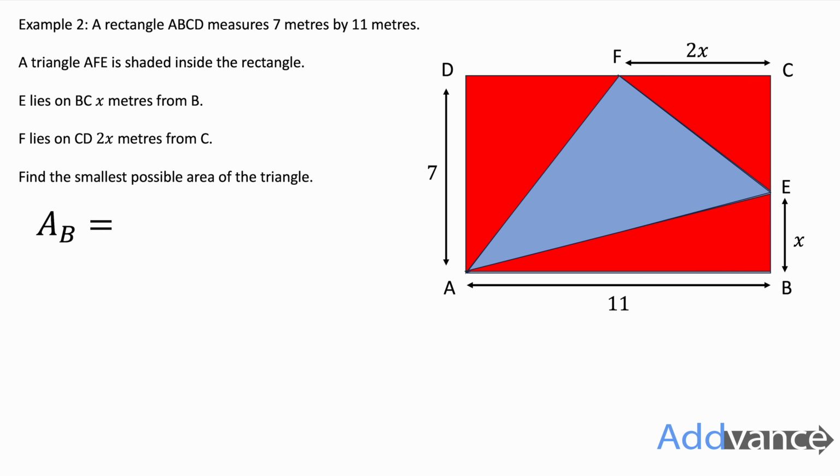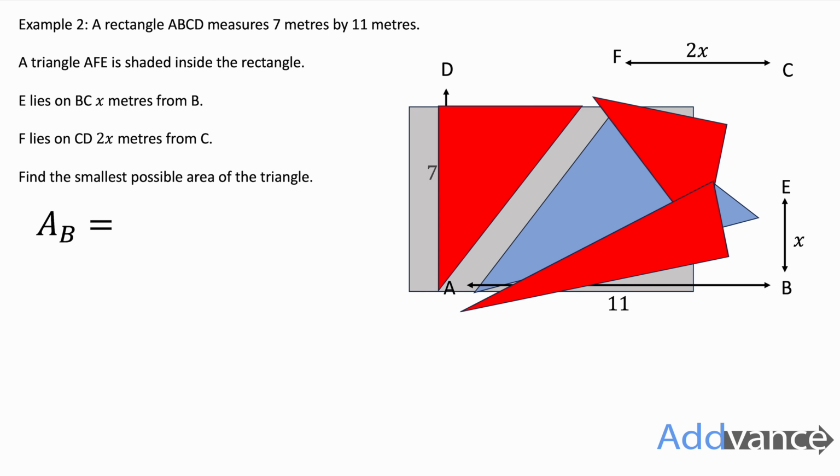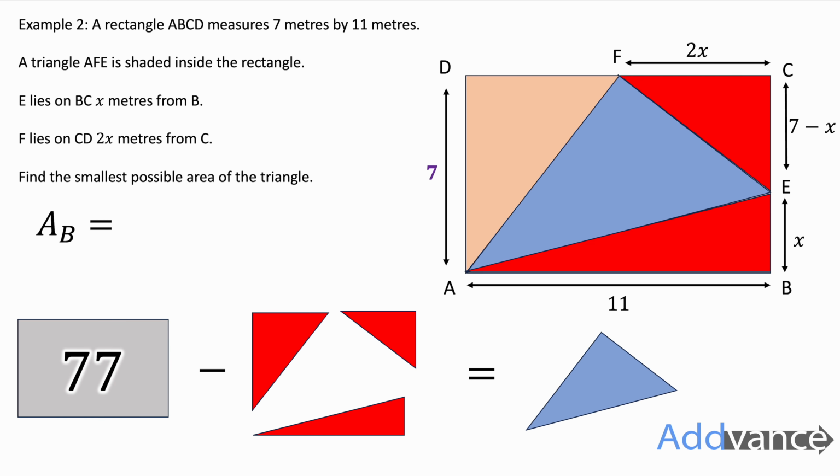What we'll do is first find an equation for the blue area by looking at a big rectangle minus these 3 red triangles. So we're trying to find an equation for the area of the blue triangle. Here the big rectangle is 7 by 11, and then I've got 3 red triangles that I can find an equation for. And when I do the big area minus those 3 areas, I get the area of the blue triangle.